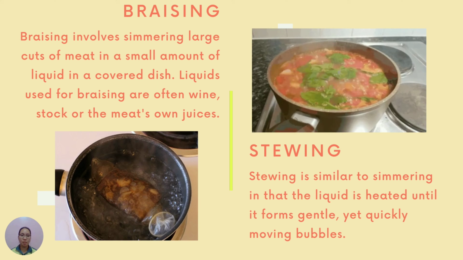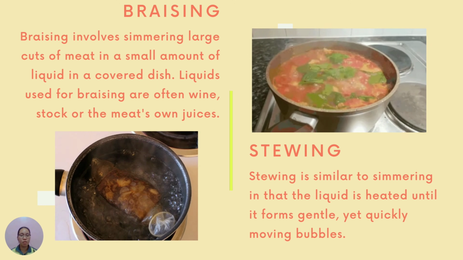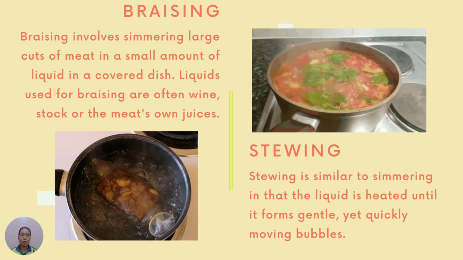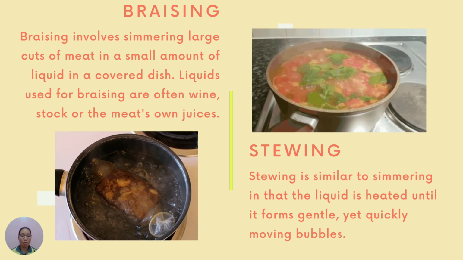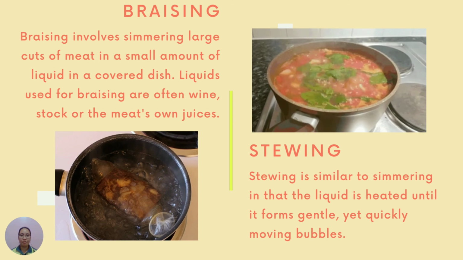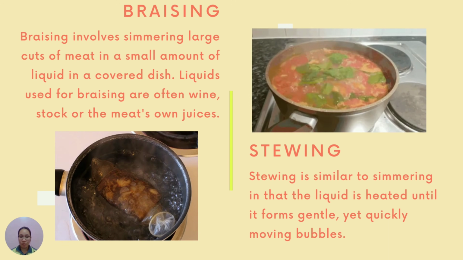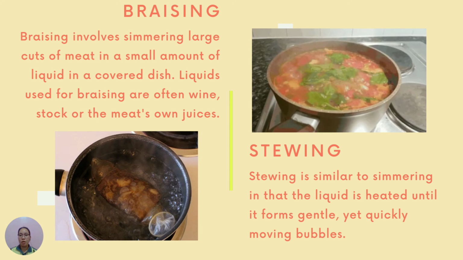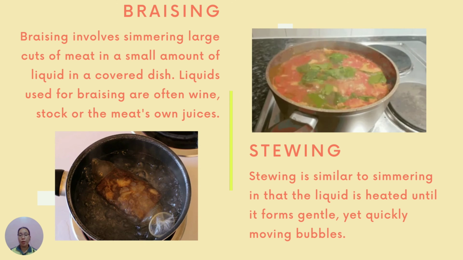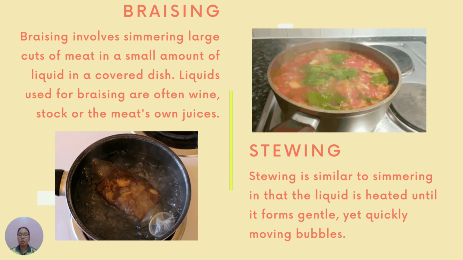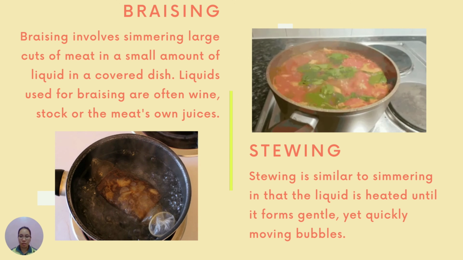So we have here braising. Braising involves simmering large cuts of meat in a small amount of liquid in a covered dish. Liquids used for braising are often wine, stock, or the meat's own juices. Okay. While stewing is similar to simmering in that the liquid is heated until it forms gentle yet quickly moving bubbles. The difference between stewing and simmering is that stewing generally involves a much smaller amount of liquid.